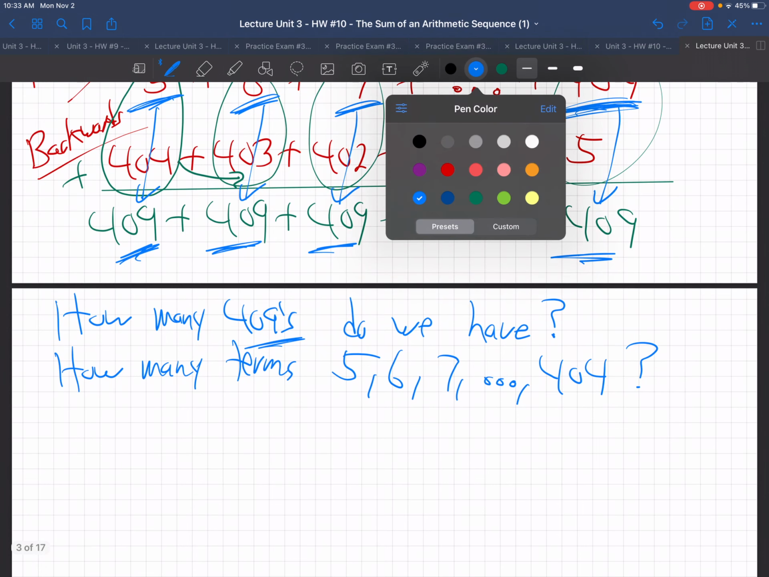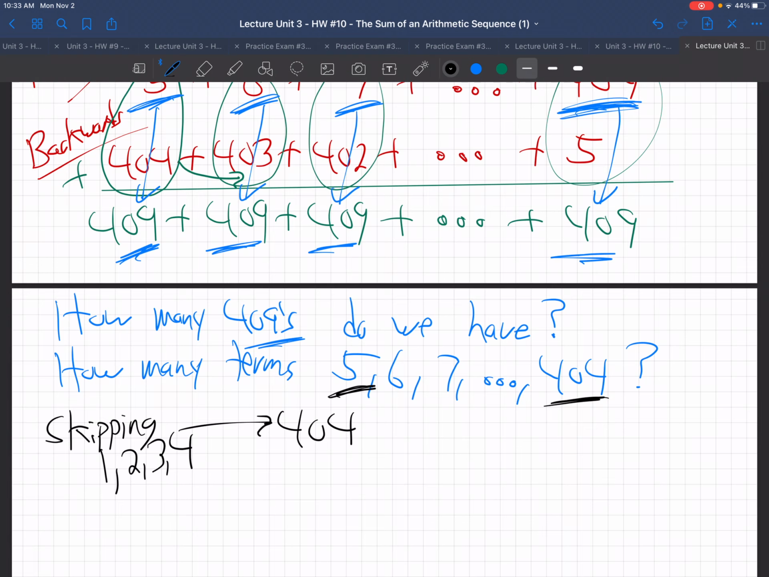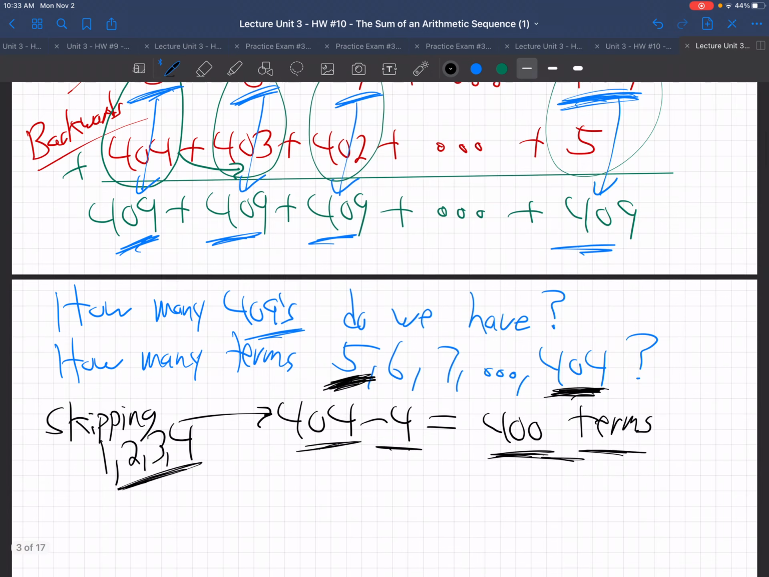Well, how many terms are there? I think we can figure that out pretty easily, right? There's 404. We're skipping 1, 2, 3, and 4, right? To go from 5 all the way to 404, you're skipping 1, 2, 3, and 4. You're missing 4 terms. So take the 404 total minus 4, and you get 400 terms. There's got to be 400 terms in going from 5 to 404, because you skipped 1, 2, 3, and 4. You skipped 4 terms. So take 404, subtract 4. There's 400 terms.